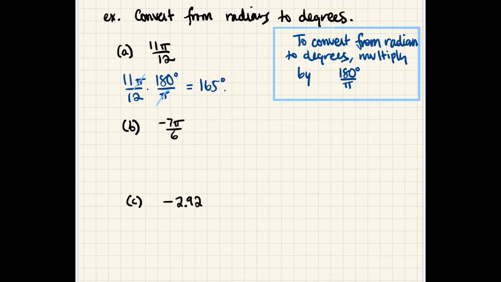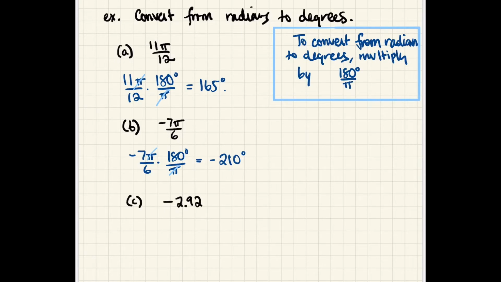So this is 165 degrees. For the next one, we have negative 7 pi over 6, and we're going to multiply by 180 degrees and divide by pi. So of course the pi's cancel, and 180 over 6 is 30, and negative 7 times 30 is negative 210 degrees.